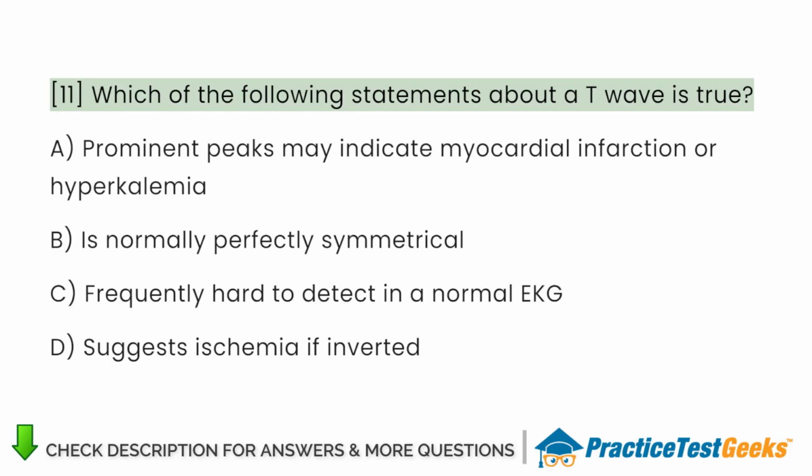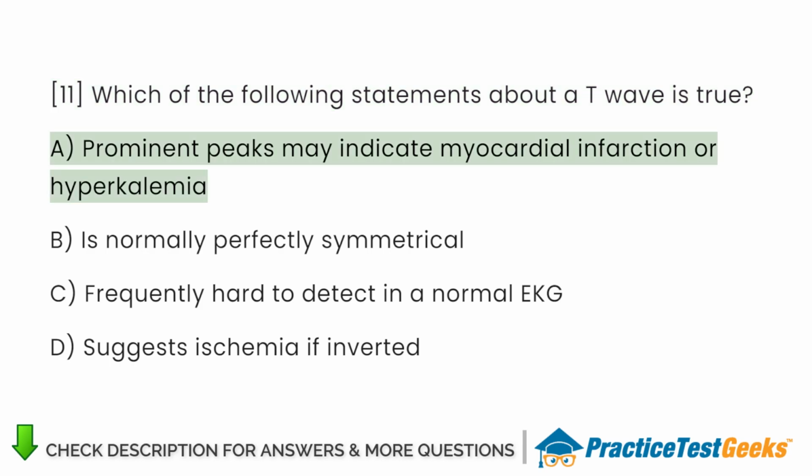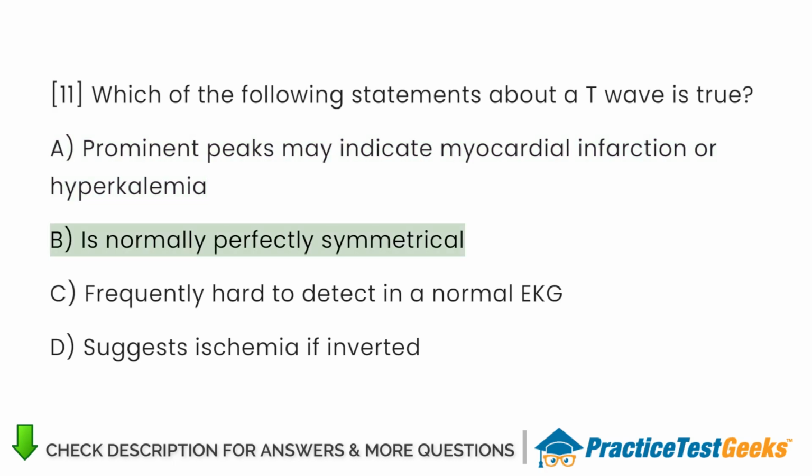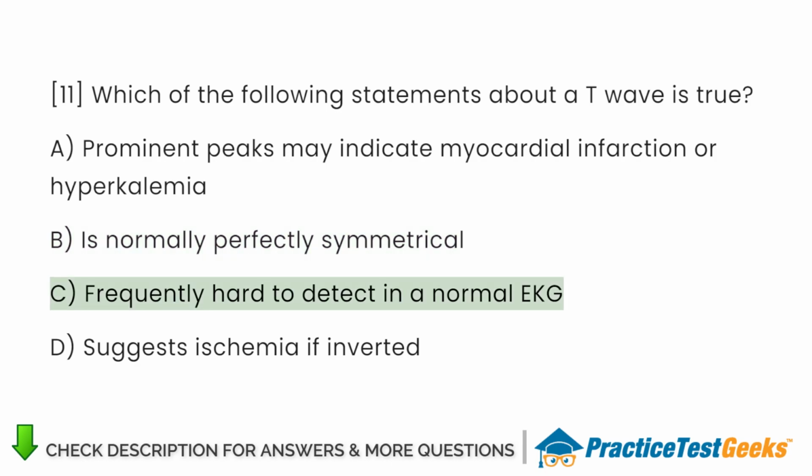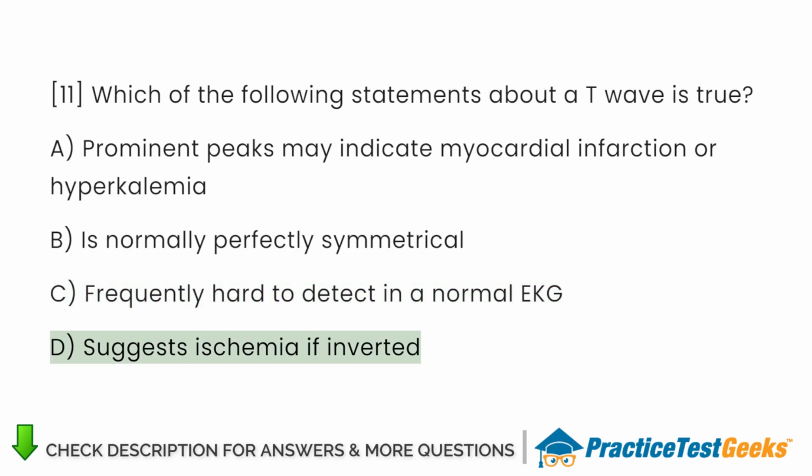Which of the following statements about T wave is true? A. Prominent peaks may indicate myocardial infarction or hyperkalemia. B. Is normally perfectly symmetrical. C. Frequently hard to detect in a normal EKG. D. Suggests ischemia if inverted.